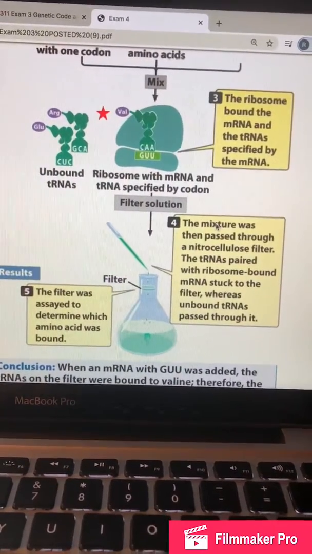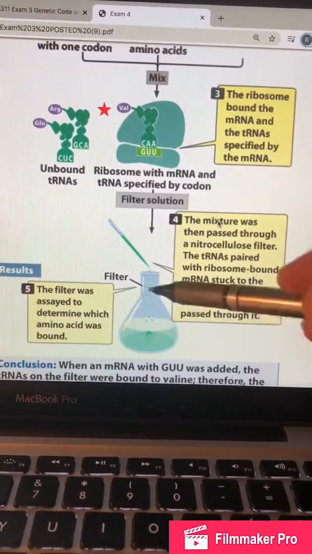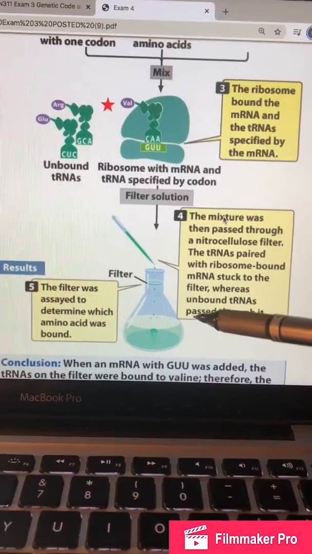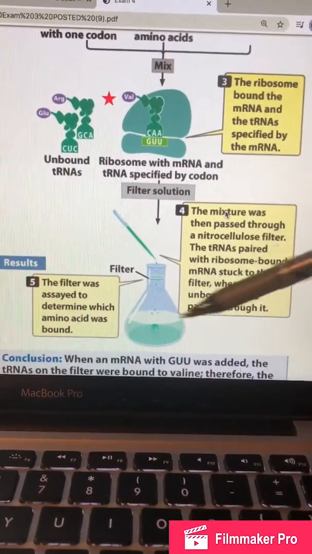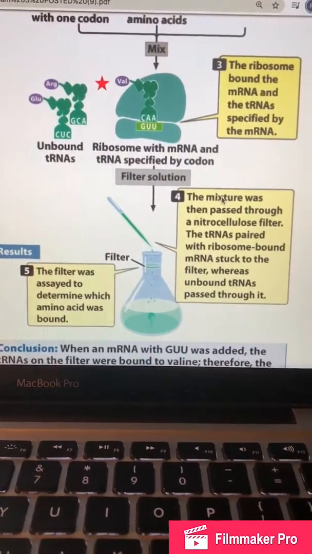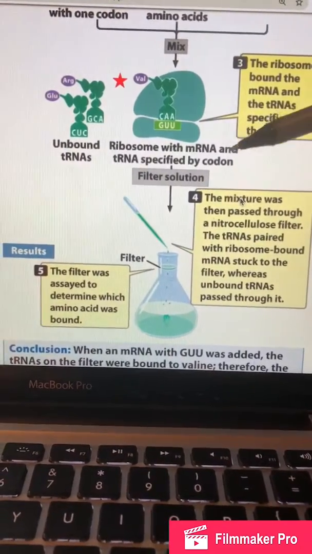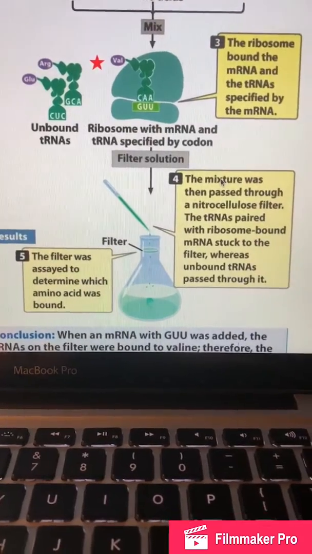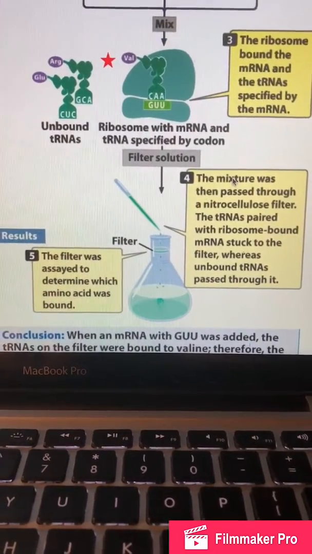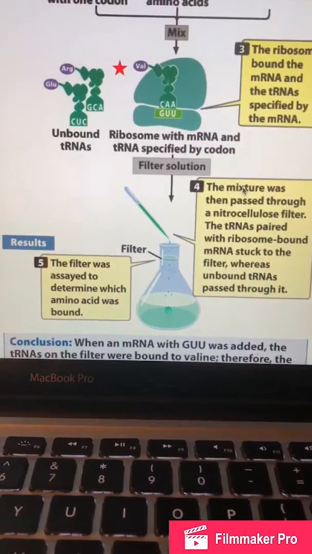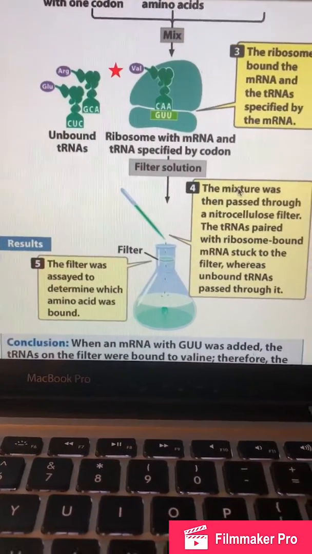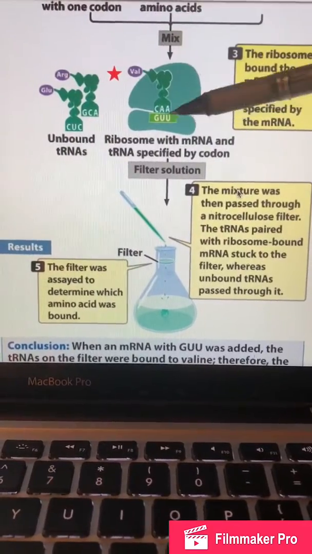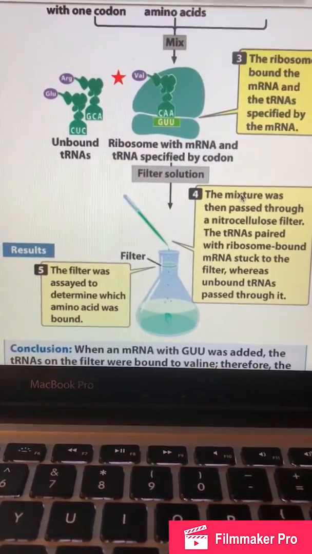Once binding was allowed to occur, the mixture would be filtered through a nitrocellulose filter. So if no binding occurred, then everything would just flow right through the filter. Only when an mRNA and a tRNA bound together would they get caught in the filter. So all these filters were taken and tested for radioactivity, and if the filter was radioactive, that's how you knew that your codon matched with your amino acid. So in this case, GUU matches with valine.